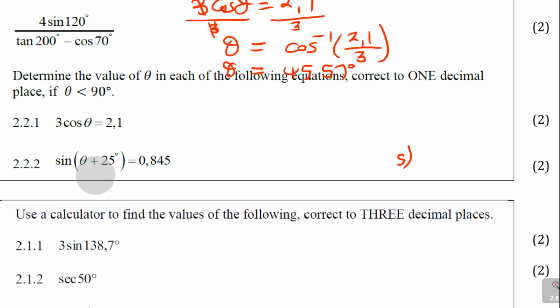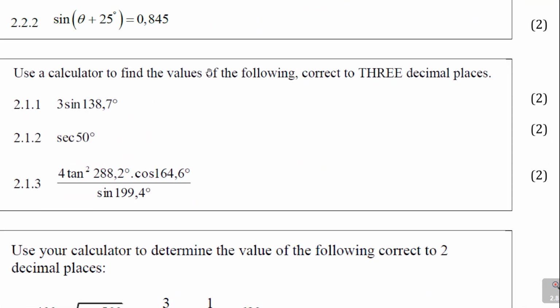Let's move on to the next one. What is the next question saying? It says use a calculator to find the values of the following corrected to 3 decimal places. Look at this. 3 sin that, and then let me do that all at once and show you what you do here. Here on the tan squared, okay, let's start with sec. Let's start with sec. 2 marks.